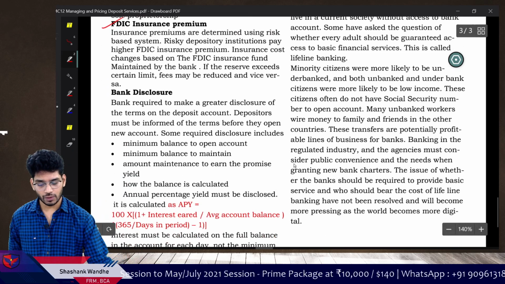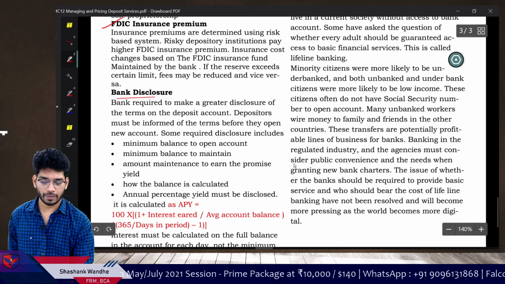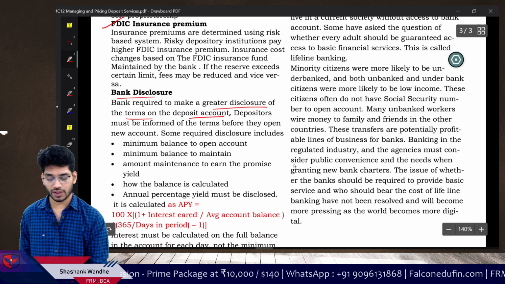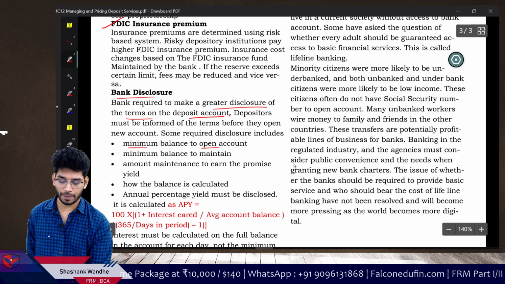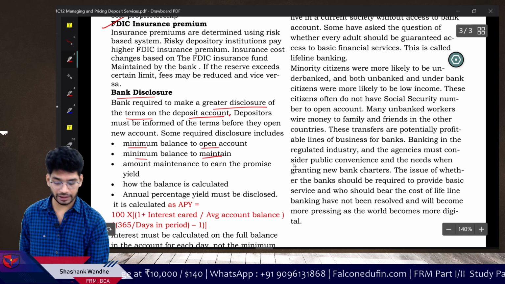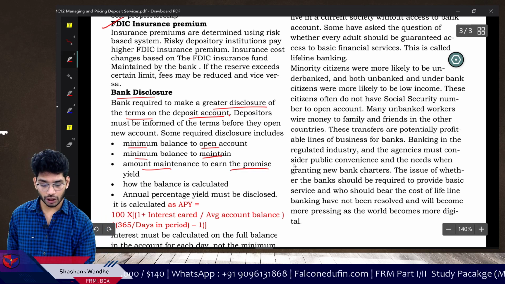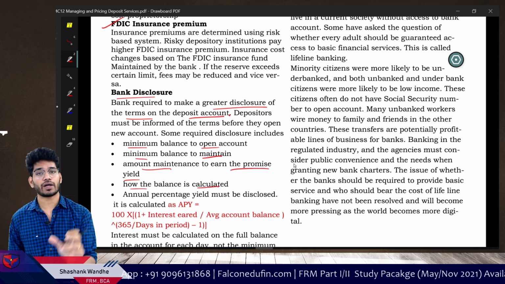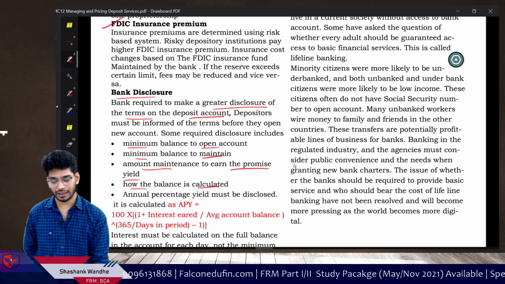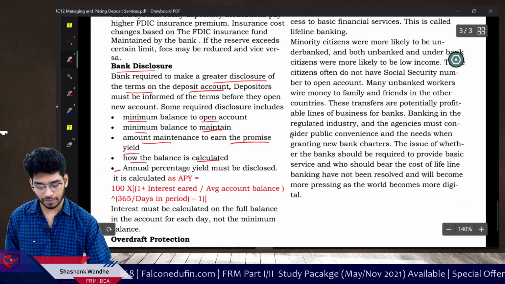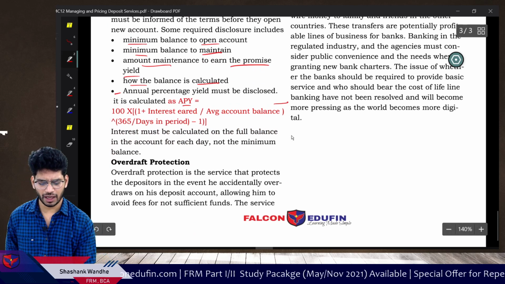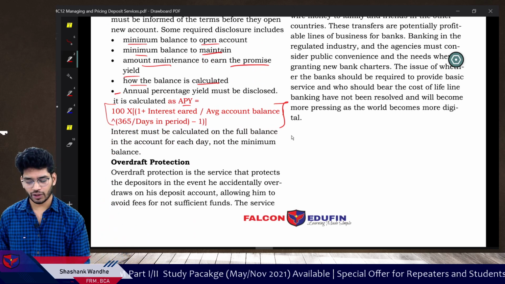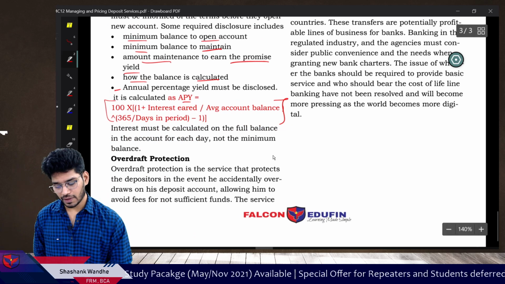Then bank disclosure. Banks are required to make a greater disclosure of the terms of deposit accounts. What type of disclosures are required? Minimum balance to open the account, minimum balance to maintain the account, amount maintenance to earn the promised yield, how the balance is calculated: quarterly, half yearly, daily, annually, like that. And the annual percentage yield must be disclosed. So APY, there is a formula. You already know, you mastered interest rates in FRM Part II, right? So you already know how to calculate the yield. This is very basic calculation.